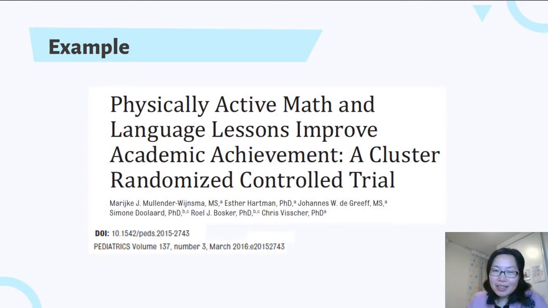The intervention is in the math and the language lessons. They focus on the basisschool students, the average age of around 8. They try to make them physically active in the lessons, and then they want to see whether such instructions may improve their language skills and math skills, such as the speed of solving the problem and also the spelling in the language.